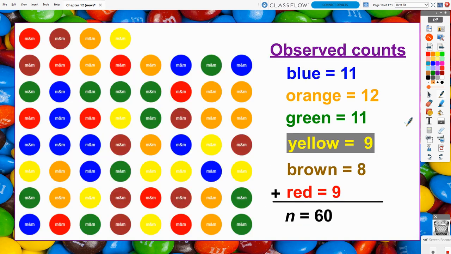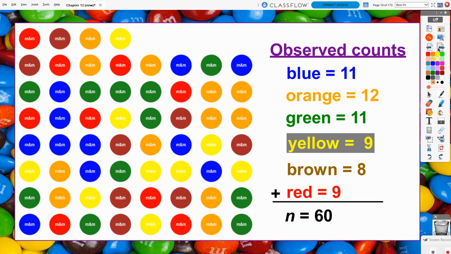Now, here is what really happened when I opened up that bag of M&Ms. These M&Ms here look more like a dark red, but it was the closest thing to brown that I could really get in there. So overall, I ended up with 11 blue M&Ms, 12 orange, 11 green, 9 yellow, 8 brown, and 9 red. And again, when I added them all up, there were the true 60 that I could feel inside the bag.